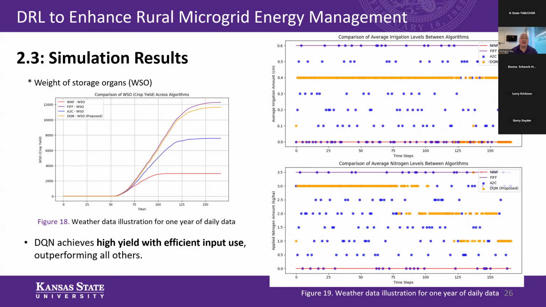On the right, you can see the input application patterns. The top right chart shows the irrigation level over time, and the bottom right chart shows the nitrogen applications. Again, the DQN solution is the one we prefer because it achieves a significant benefit with a little bit of increase in cost.